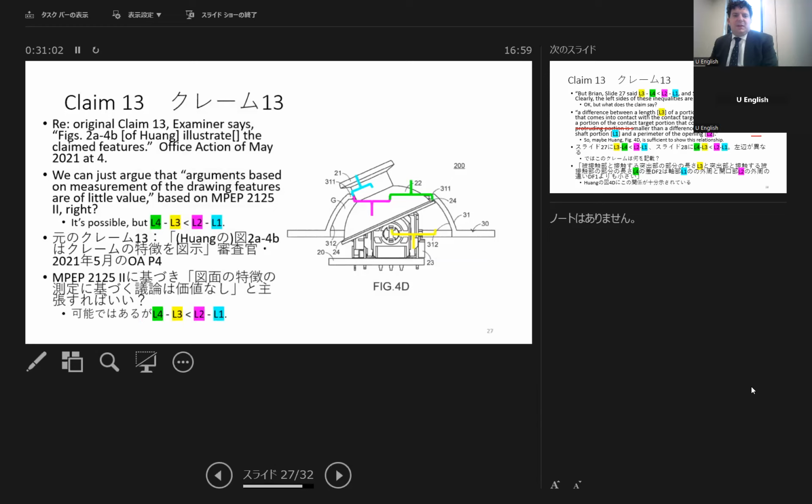The examiner says in his rejection, he just points to a big portion of Huang and says it's in there. If you know your US prosecution, you might think that we would argue this MPEP section, right? Arguments based on measurement of the drawing features are of little value. But we kind of have this issue where there's this inequality that seems to be satisfied, right? We're not going to actually do measurements, but it looks like this is met.